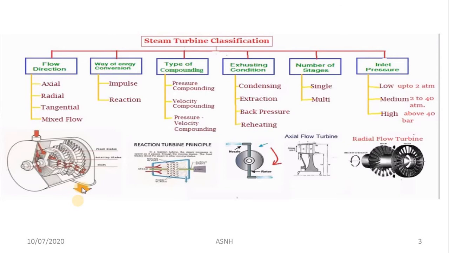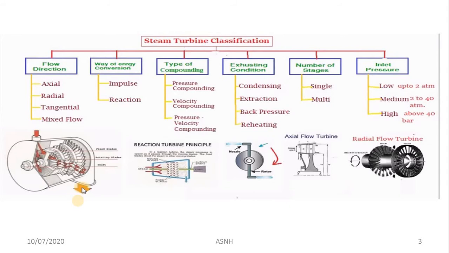So the steam turbine classification: the steam turbine is classified according to so many types. The first is according to the flow direction. The steam turbines are classified into axial, radial flow, tangential flow and mixed flow. According to the working principle, that is energy conversion, the steam turbines are classified into mainly two types. The first is impulse turbine. The best example of the impulse turbine is De Laval turbine. The second one is reaction turbine. The best example of the reaction turbine is Parsons reaction turbine.